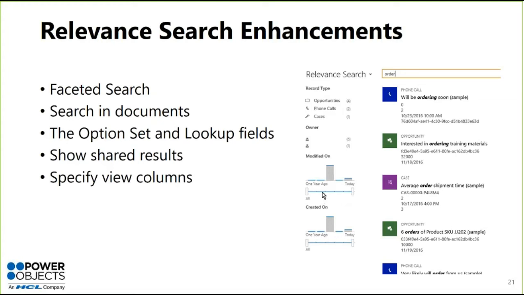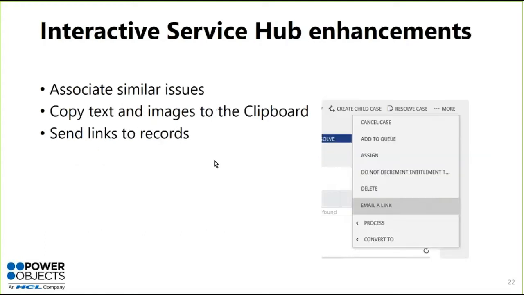Why facets? What do I mean? I mean the little sliders that are my best friend on Kayak, the sliders that let me narrow down what information I'm looking for in my search results based on, for example, modified on, based on created on, or on record type. So that part of the relevant search enhancements, it just makes it a very fluid and rich experience.